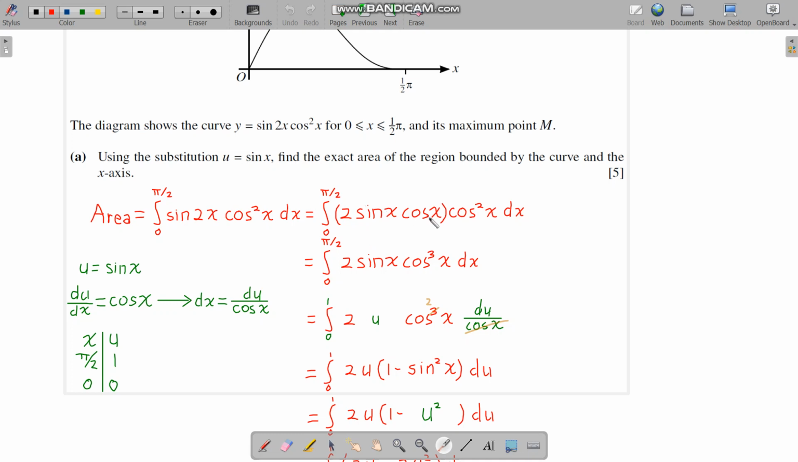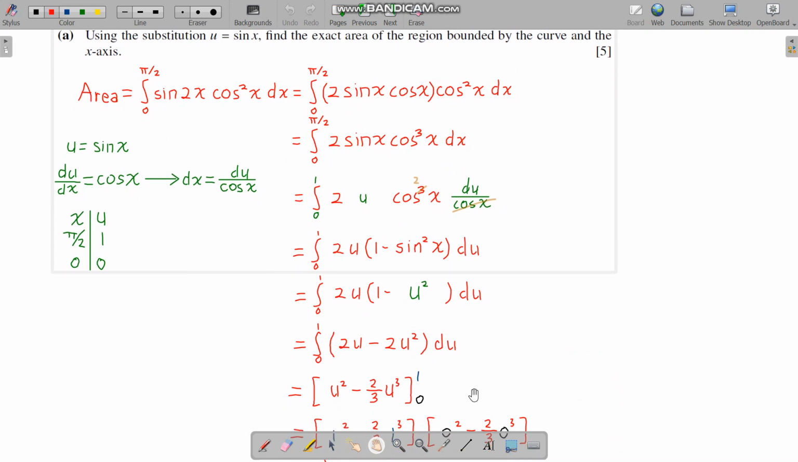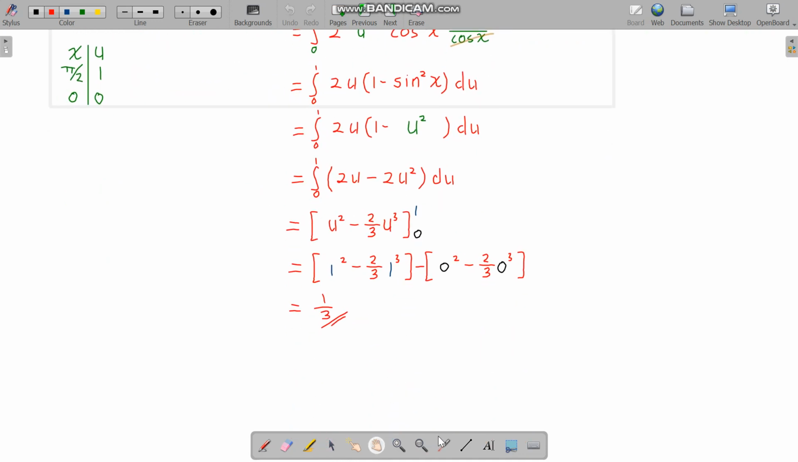So now we replace sine 2x with 2 sine cos first, and after we multiply cos times cos squared to get cos cubed. The sine x is u, so we substitute here. The dx is du over cos, so you can cancel out 1 cos, and cos squared is the same as 1 minus sine squared. Sine squared is again u squared because of the substitution, and then 2u times 1, 2u times u squared.